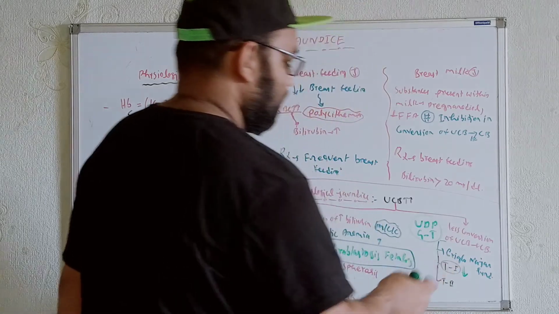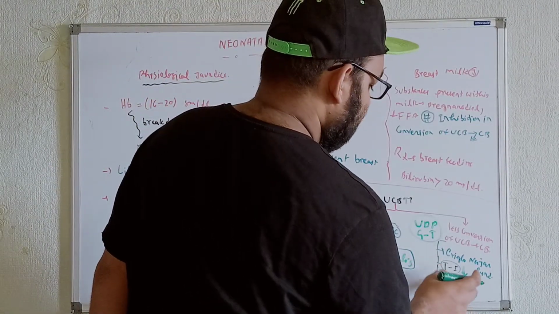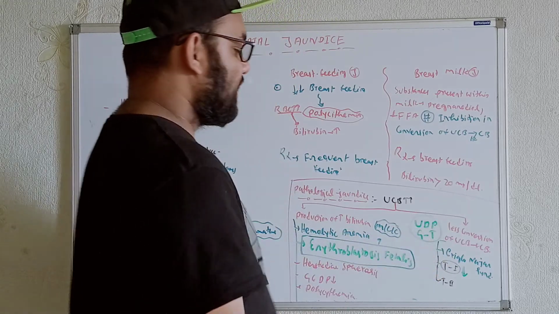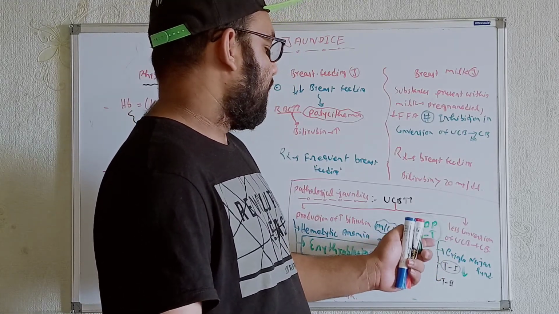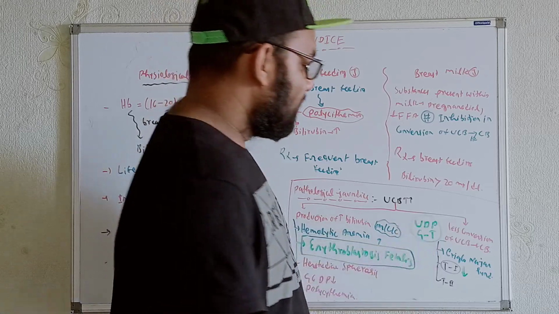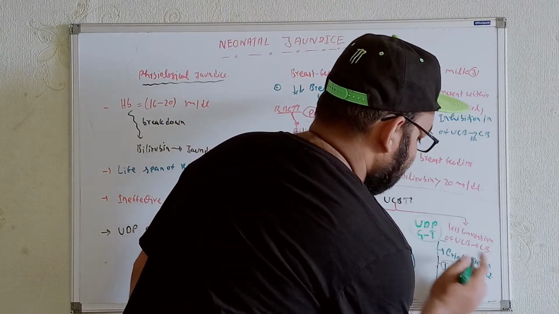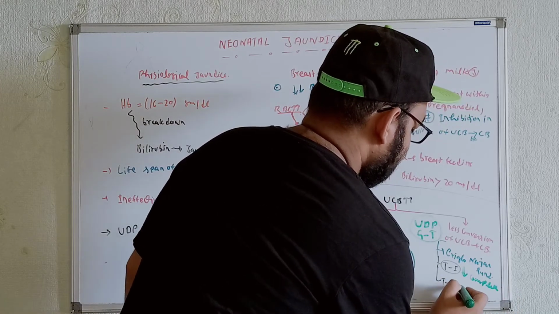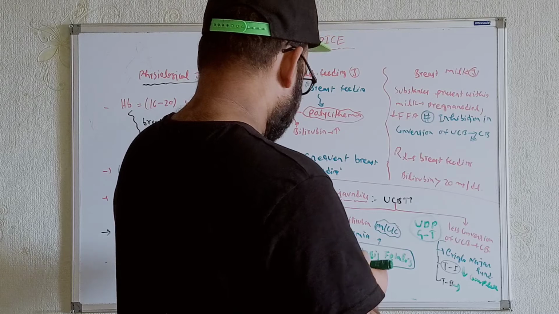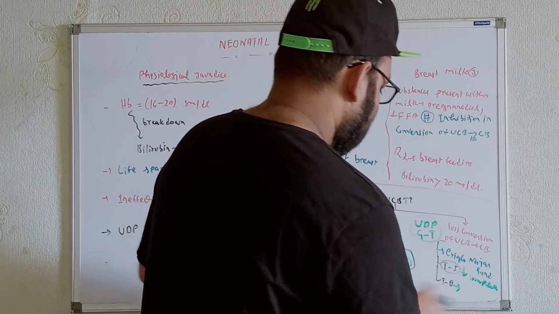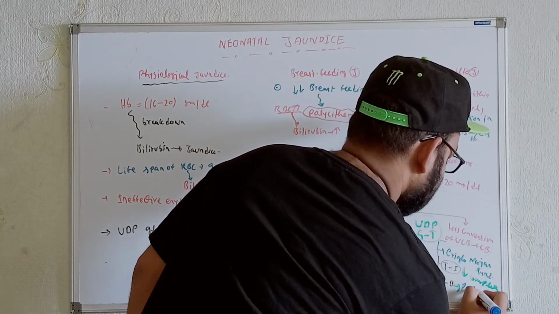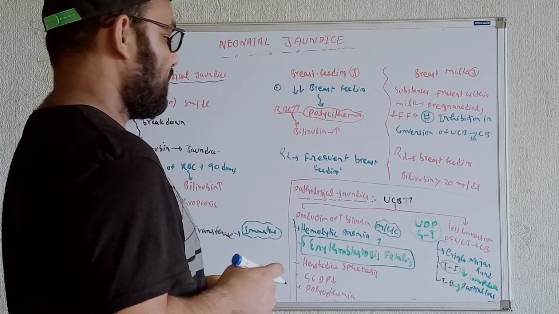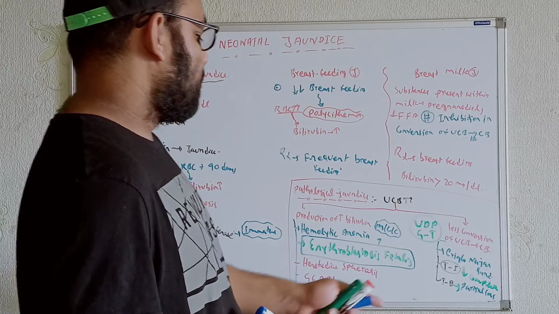In type 1 Crigler-Najjar syndrome, there will be complete loss, complete dysfunction of the UDP glucuronide transferase. In these cases, it will be completely functionless. In type 2, we will get what? In type 2, we will get partial loss of function of the UDP GT, that means UDP glucuronide transferase. So this is one of the reasons.